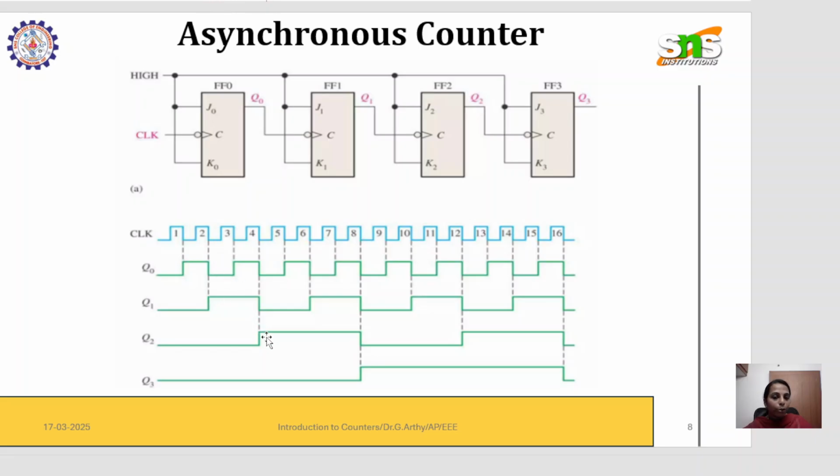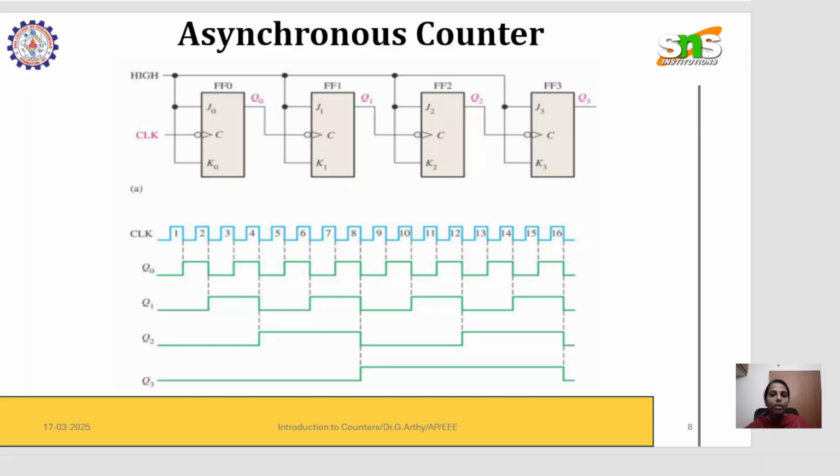The output of Q2 starts on the negative edge of Q1, which is the previous output, and similarly Q3 is based on Q2. So you can see the difference here. This dotted line shows the initiation of the task. Here the frequency is being divided in an asynchronous counter. If you look at the output waveforms, the frequency is divided.